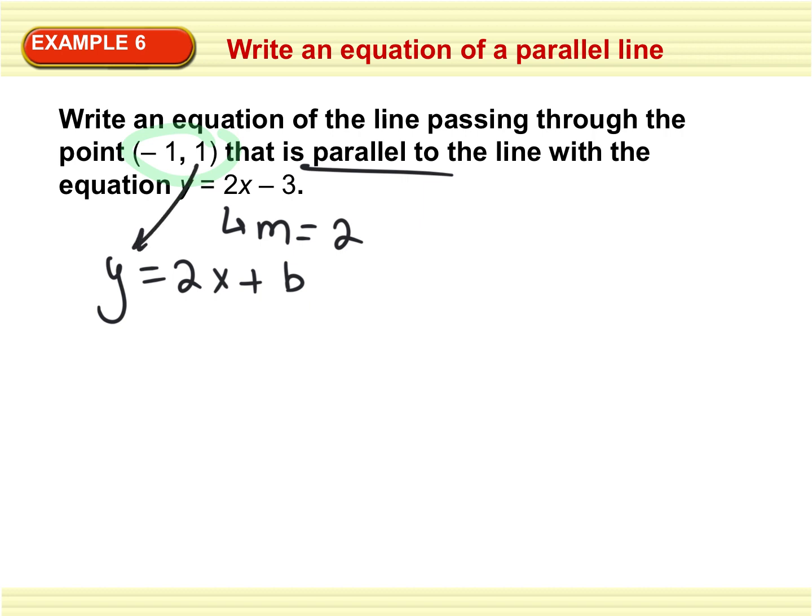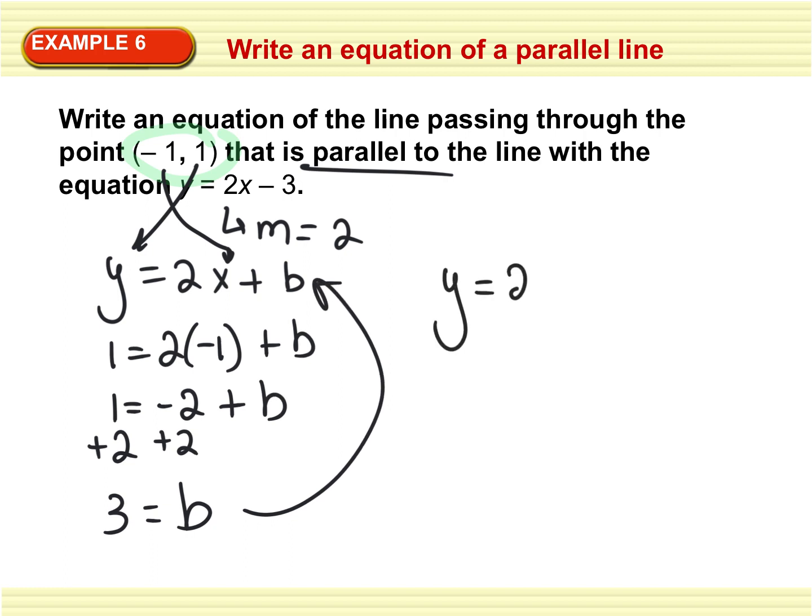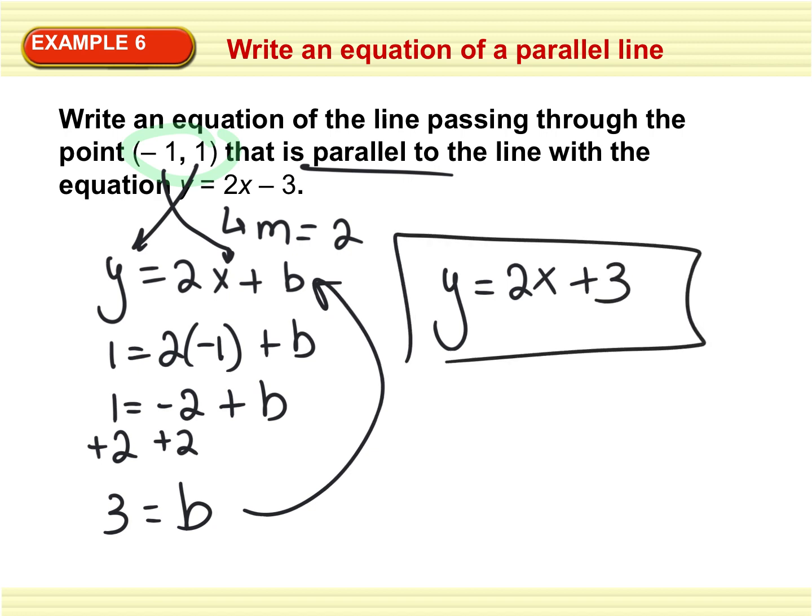So the 1 goes to the y and the -1 goes to the x. So 1 = 2 times -1 plus b. 1 = -2 + b. I go ahead and add that 2 on both sides, and I get that 3 is equal to b. Now lastly, all you have to do is plug it back in, and we get the equation y = 2x + 3, and now you have the equation of a line that is parallel to the original equation of y = 2x - 3.